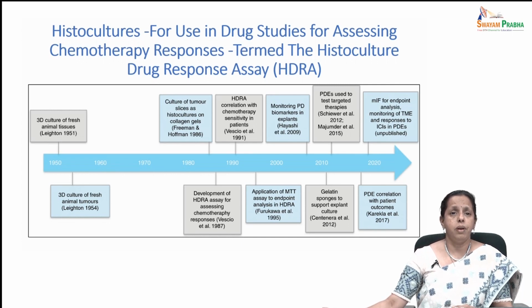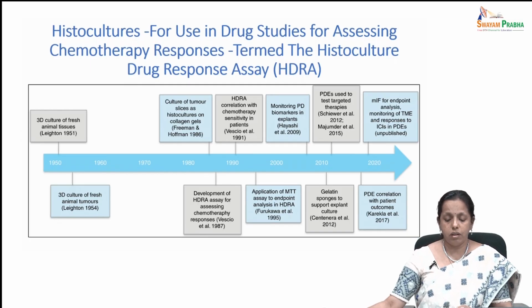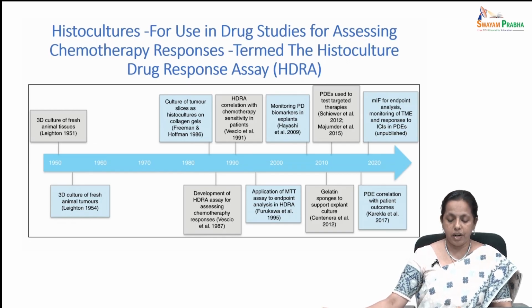It was developed for assessing the chemotherapy response. For example, you have a patient tissue, and the same drug that is being administered to the patient can also be given to this histoculture, or patient-derived explants. Then we can monitor the PD biomarkers in the explant, and there is an MTT assay as an endpoint analysis. What we commonly use here is gelatin sponges to support this explant culture.